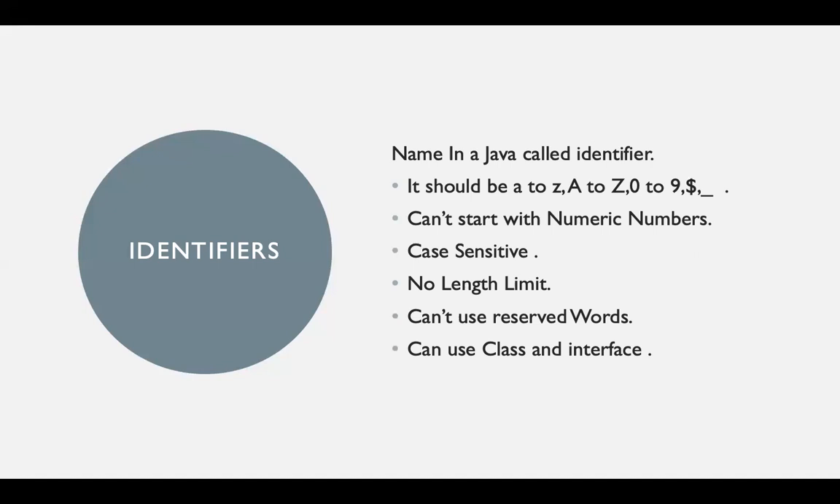This is the theory part. Whatever I have discussed in this theory, we will go and implement in the Eclipse IDE. So let me write a simple Java program and I will show what the identifiers are in that Java program. So we'll start with that.